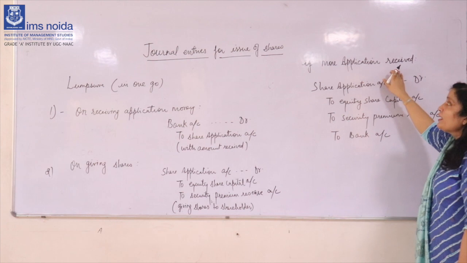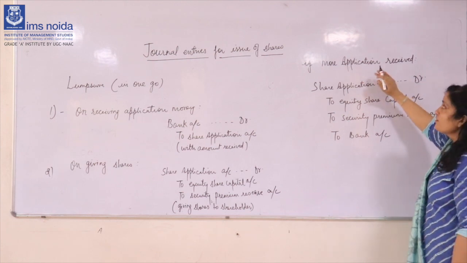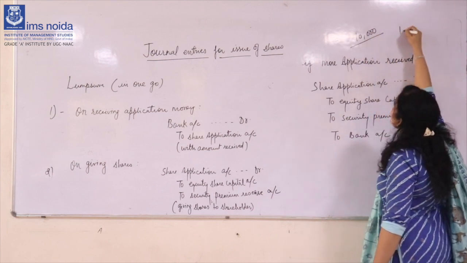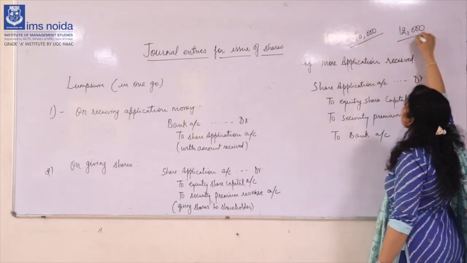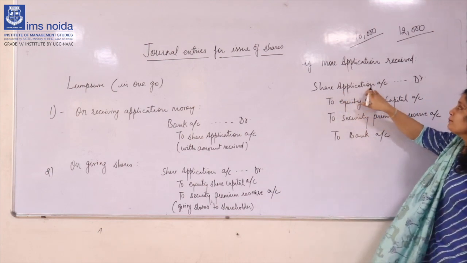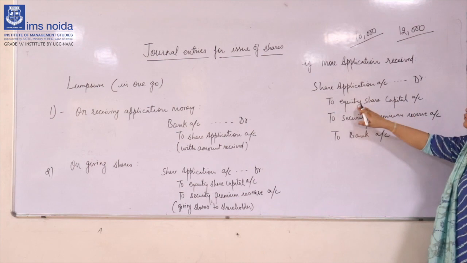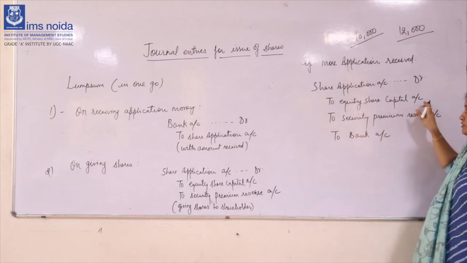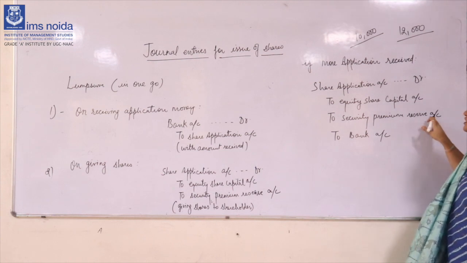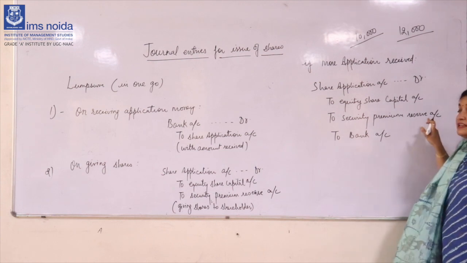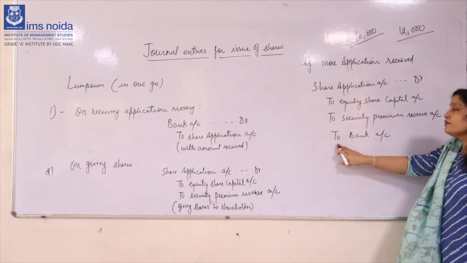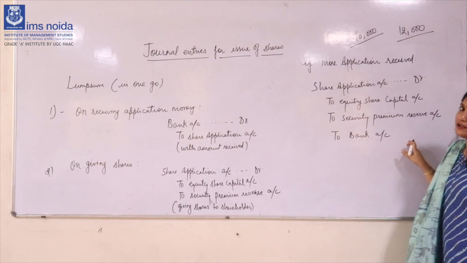Now if more application received, for say we have called for 10,000 equity shares and we get 12,000 equity shares, in that case what will be the entry is share application account debit to equity share capital account to security premium reserve account in which the premium account will be placed. In that case the share is issued at premium and the leftover account will come under bank account.